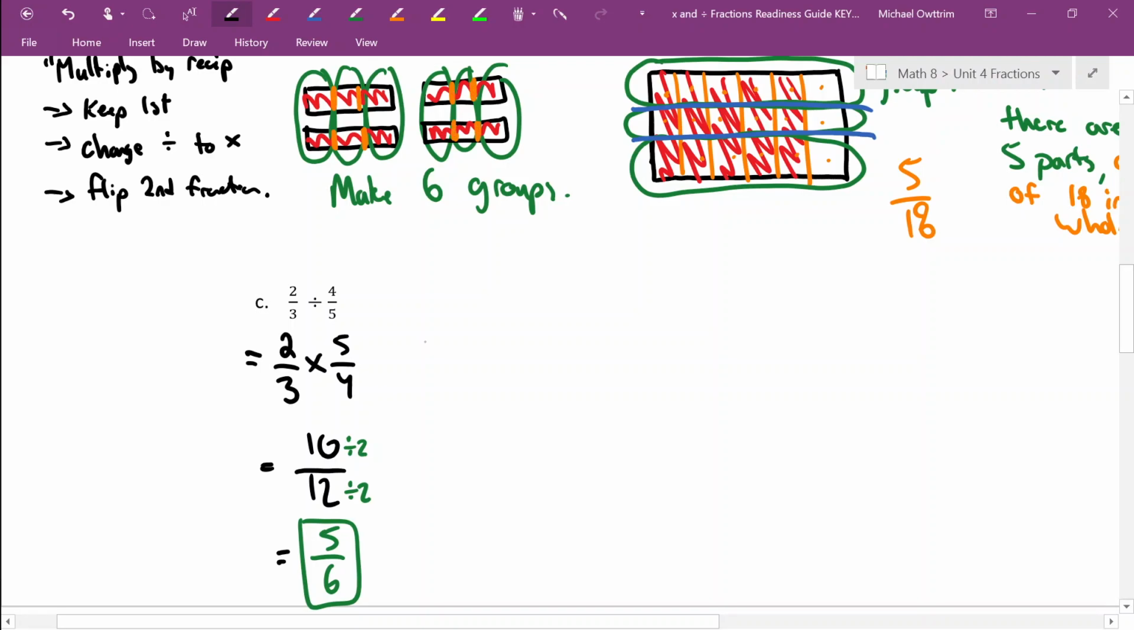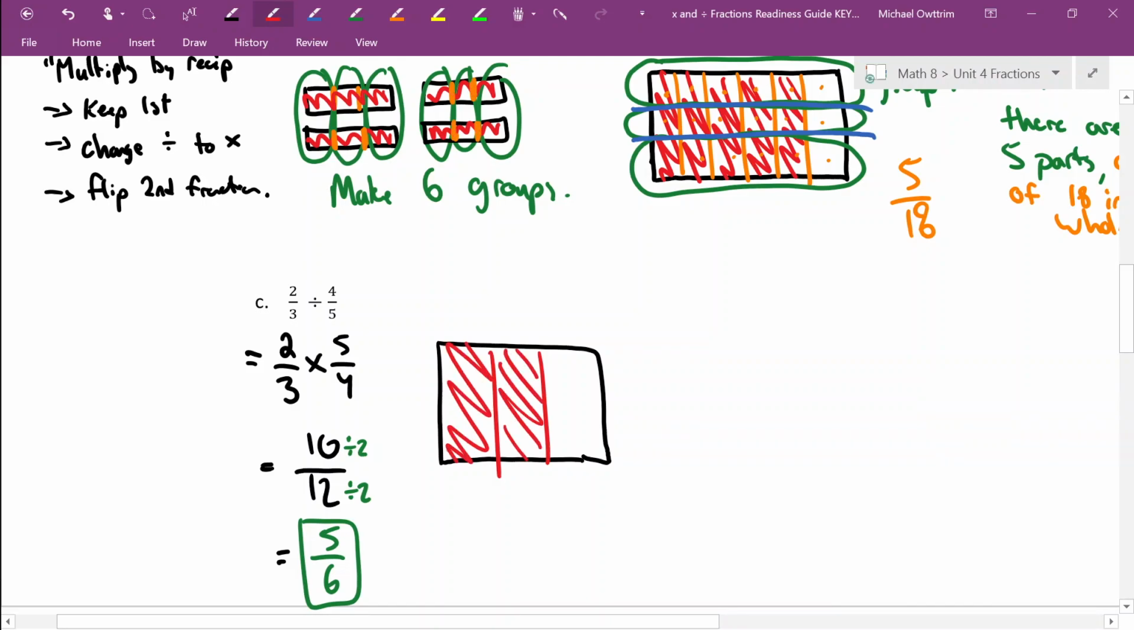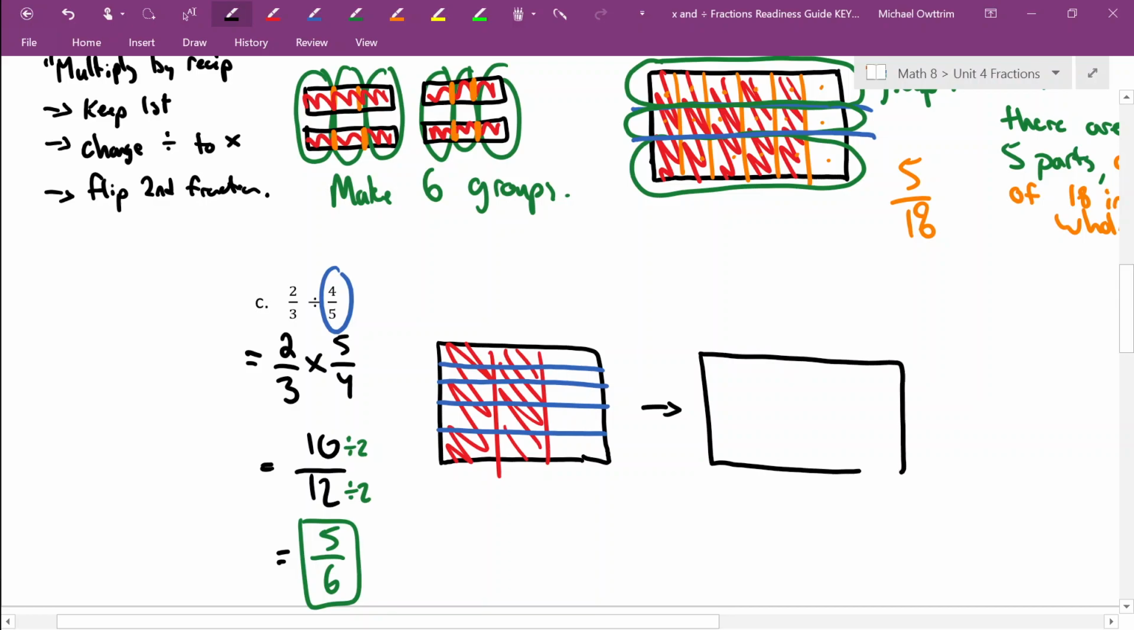For our model, we need to start by drawing our 2/3. There's 2/3 of our whole. Now we need to reorganize that into groups of 4 out of 5 rows at a time. So let's start by making 5 rows. 1, 2, 3, 4 dividing lines makes 5 rows. And then we need to rearrange these into the rows instead of the columns. So I'll go ahead and make the same number of rows and columns.